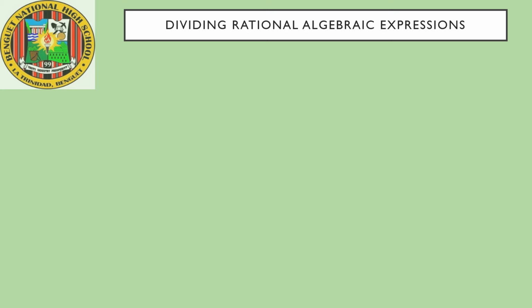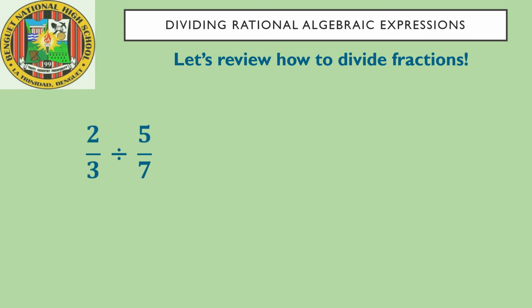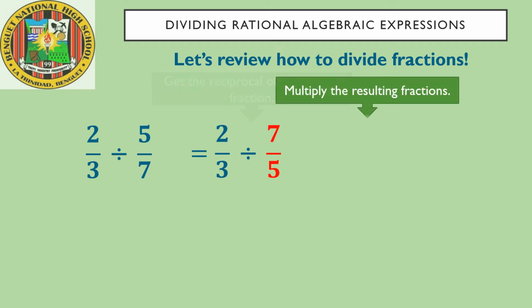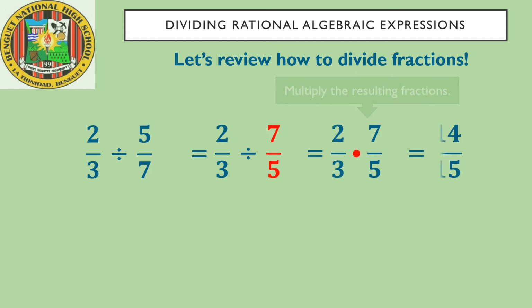Let's begin the lesson with a review on how to divide fractions. For example, we have 2/3 divided by 5/7. Our first step in dividing fractions is to change the second fraction to its reciprocal. Then we proceed to multiplication to get the result, which is 14/15.